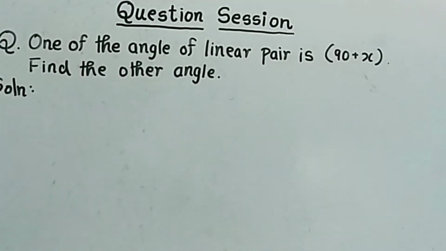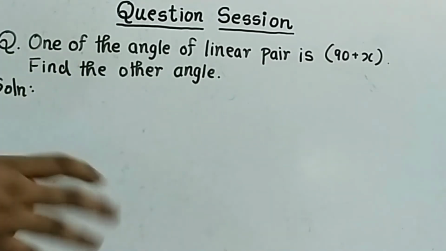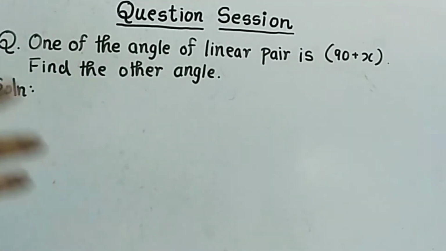So this is our next question. One of the angles of a linear pair is 90 plus x. We have to find the other angle. A linear pair is a straight angle, and there is a pair of two angles in a straight angle. A straight angle is just 180 degrees.